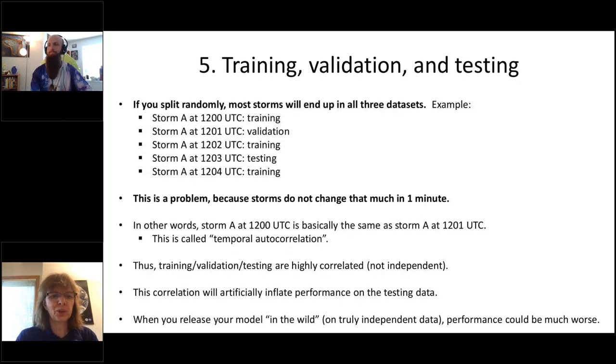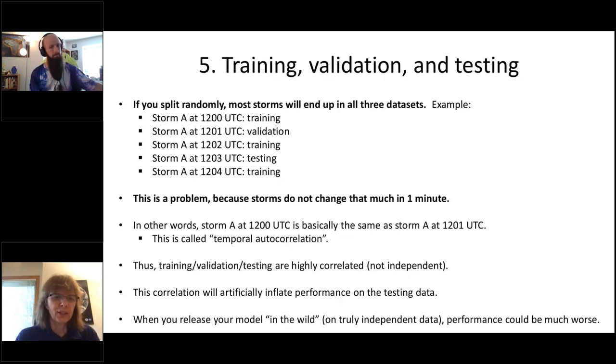That's exactly the problem. If you take, for example, storm A, and you just separate it by minute, I mean, the storm hasn't changed that much. The meteorological conditions haven't changed that much, which means you're in danger of your machine learning method memorizing the correct result and just repeating it for the validation and testing, because it's so similar to what it has seen before that it's really not an independent sample.